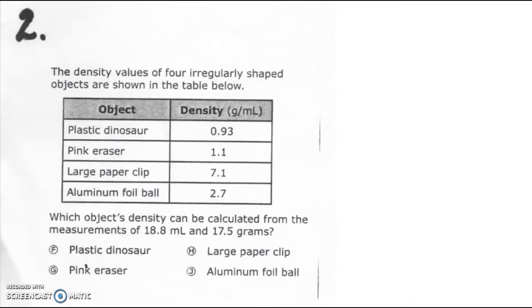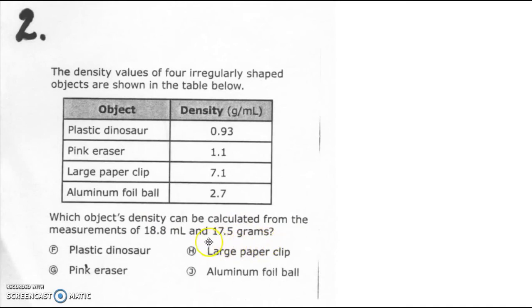For number 2, it says the density values of 4 irregularly shaped objects are shown in the table below. These are the densities. Which object's density can be calculated from the measurements of 18.8 milliliters and 17.5 grams? You remember, you have to set it up. You have to write the equation density equals mass divided by volume. And then you have to figure out which one of these is mass and which one's volume.